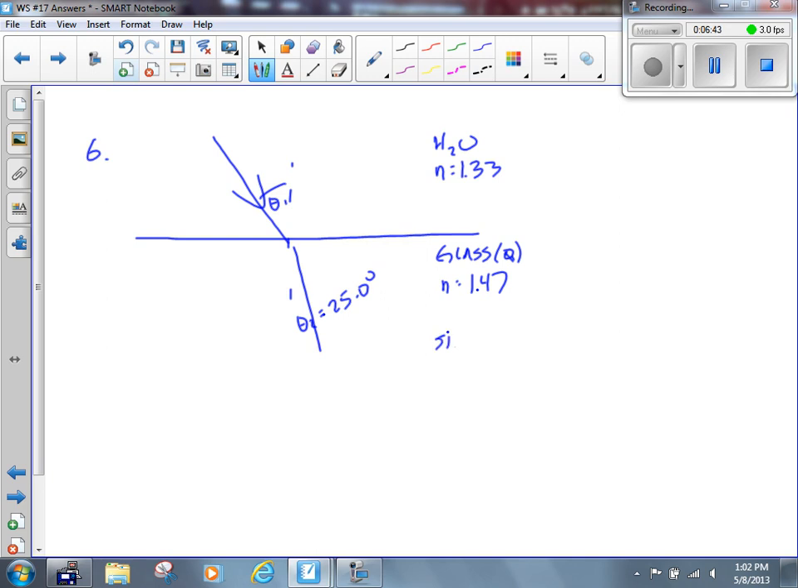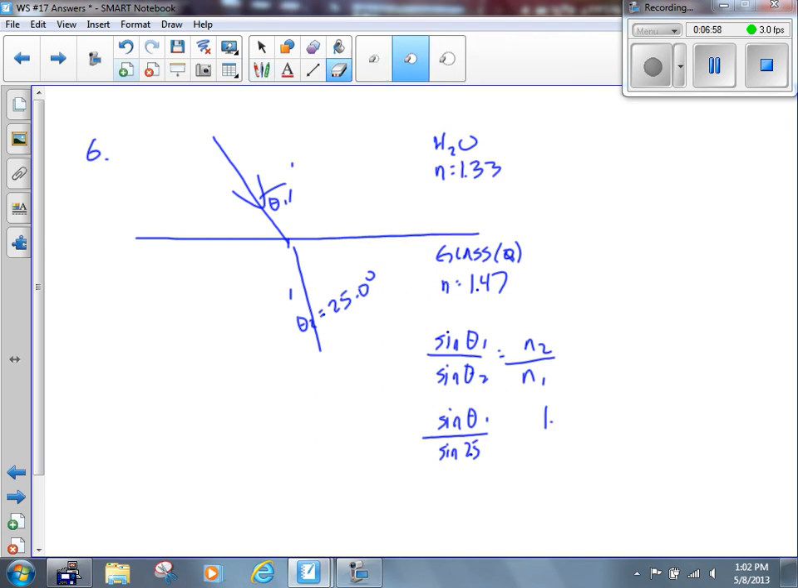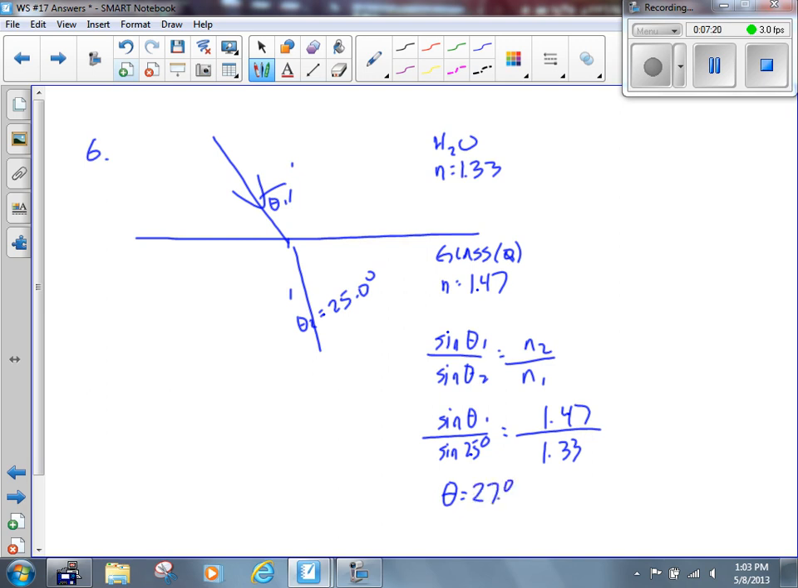Let's say sine theta 1 over sine theta 2 equals n2 over n1. We're looking for theta 1. N2 is 1.47. And N1 for water is 1.33. Let's take that 1.47, divide it by 1.33. Let's get the value for sine 25 and take it up by multiplying. And then let's take the inverse sine of whatever that number is, and we should end up getting 27.8 degrees.